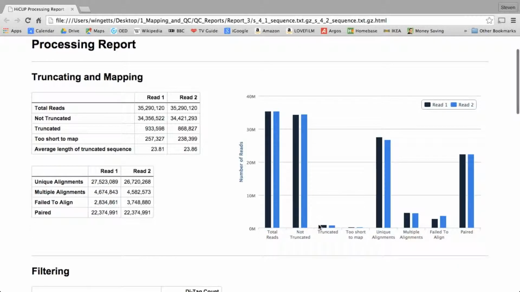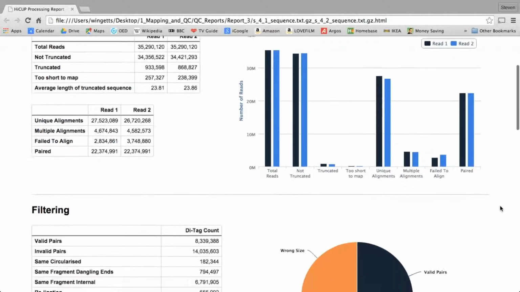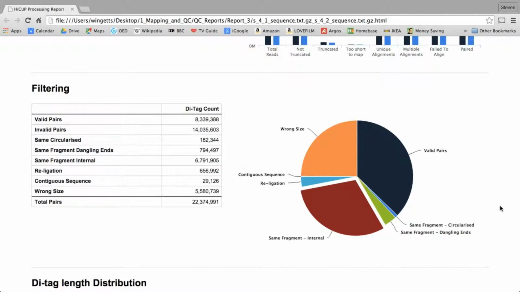What might be a reason for concern is if we look here, the number of truncated reads is lower than what we saw for the very good library, which may suggest something has gone slightly awry with the HiC experimental protocol. Now if we move down to the filtering step, we see things have not gone too well at all.